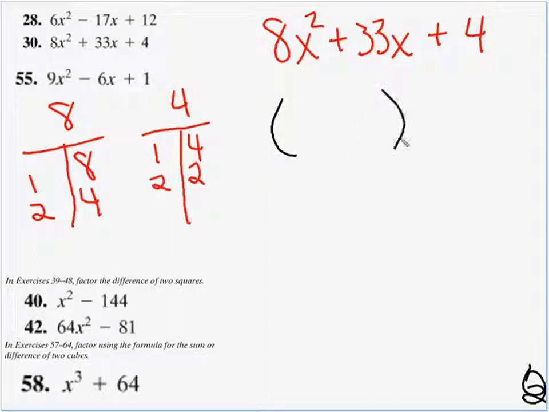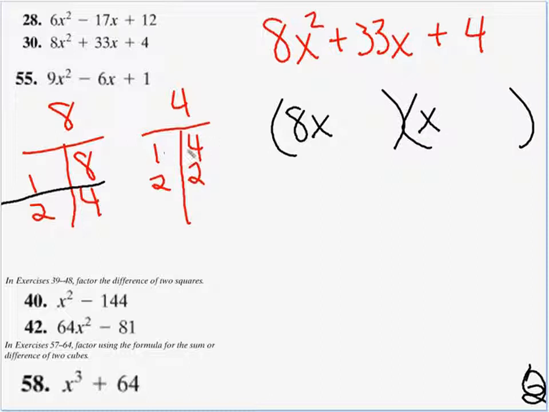So it's all a guessing game. The middle term, 33, that's a pretty big one. I might want to try here, to get to 33, I'm looking at this 8 times 4. That might be the way to go. So here, I'm going to do an 8x times an x.